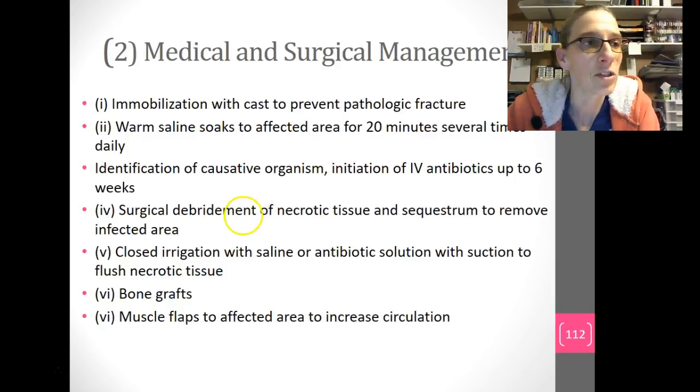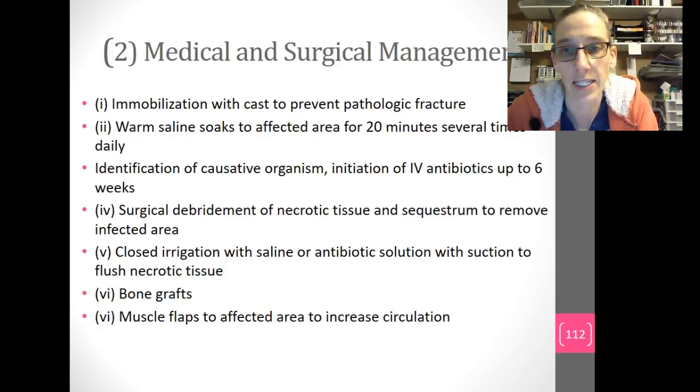Medical surgical management: immobilization with a cast to prevent a pathologic fracture because we know that the bone is weakened. Warm saline soaks to the affected area for 20 minutes several times daily to increase circulation. Identification of the causative organism or microorganism, initiation of IV antibiotics for up to 6 weeks, and then oral antibiotics for up to 3 months.